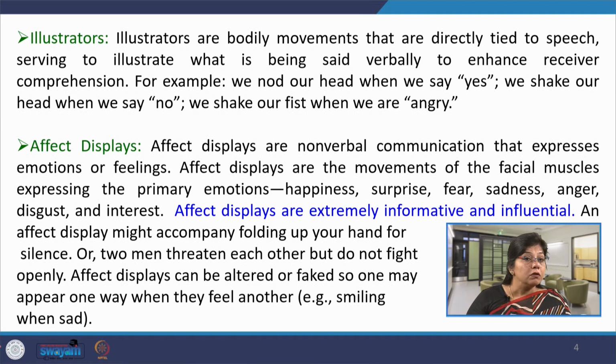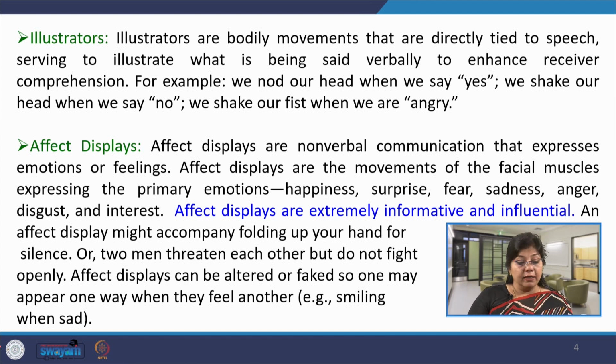It can be fear also, where your facial muscles become very stiff, very tense. It is about anger when there is a frowning expression on your face. It is about happiness when maybe the eyes are dilated, which gives a message that the other person is very happy to see me. So, affect displays are extremely informative and influential. Even without uttering a word, if we see a person giving a positive facial expression, that gives a very strong and influential message to your presence.